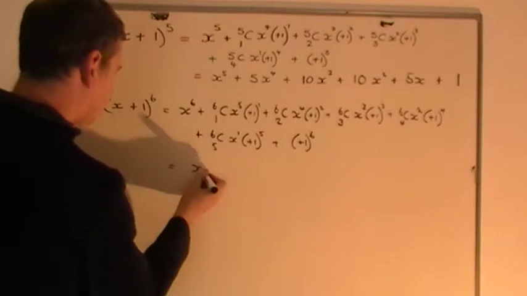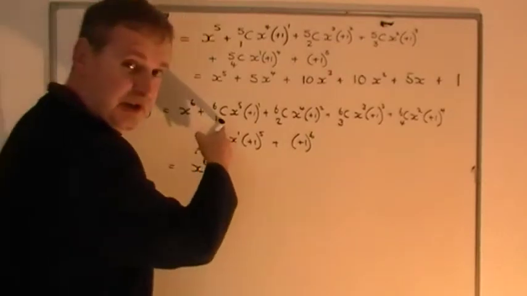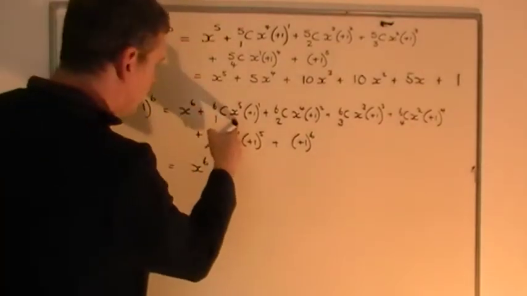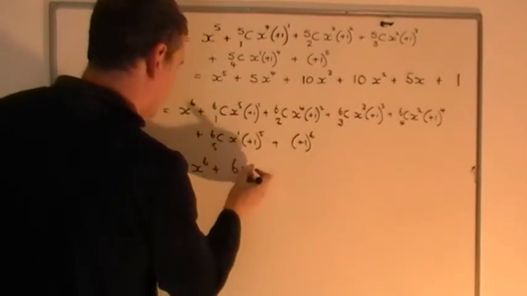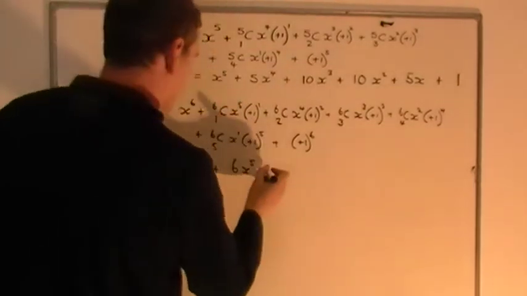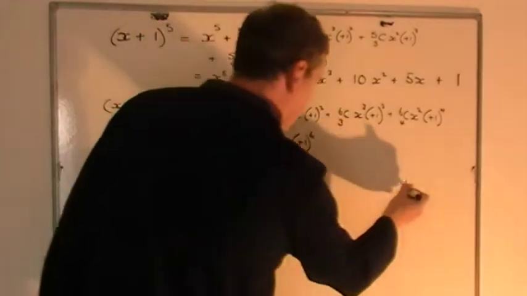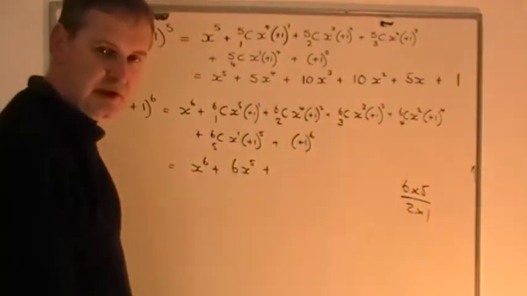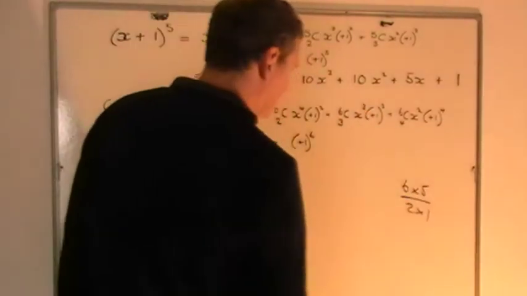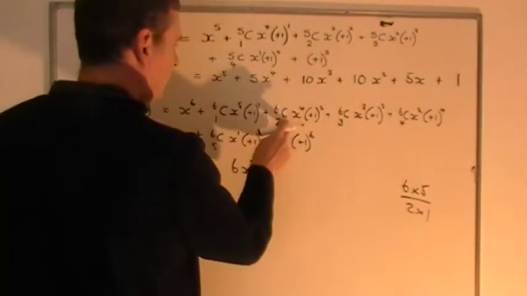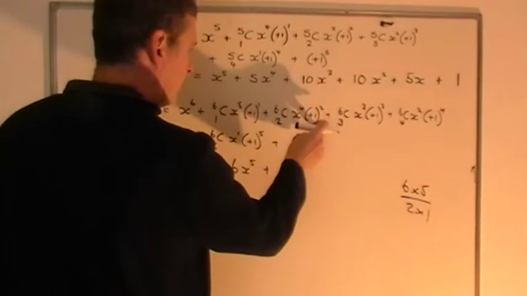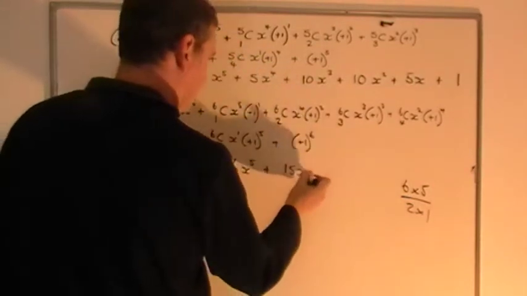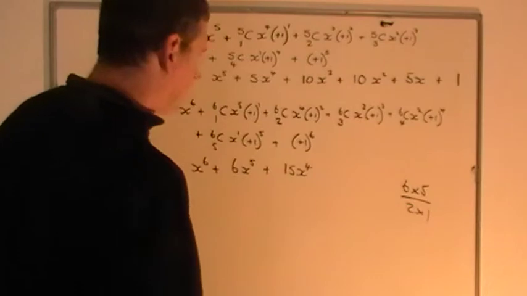x^6 plus 6 choose 1 is just 6, times x^5 times 1, so that's 6x^5. Plus 6 choose 2 is 6 times 5 over 2 times 1. That's what 6 choose 2 is. That's 30 over 2, that's 15. So that's 15 times x^4 times 1 squared. So that's 15x^4, because 1 squared is just 1.